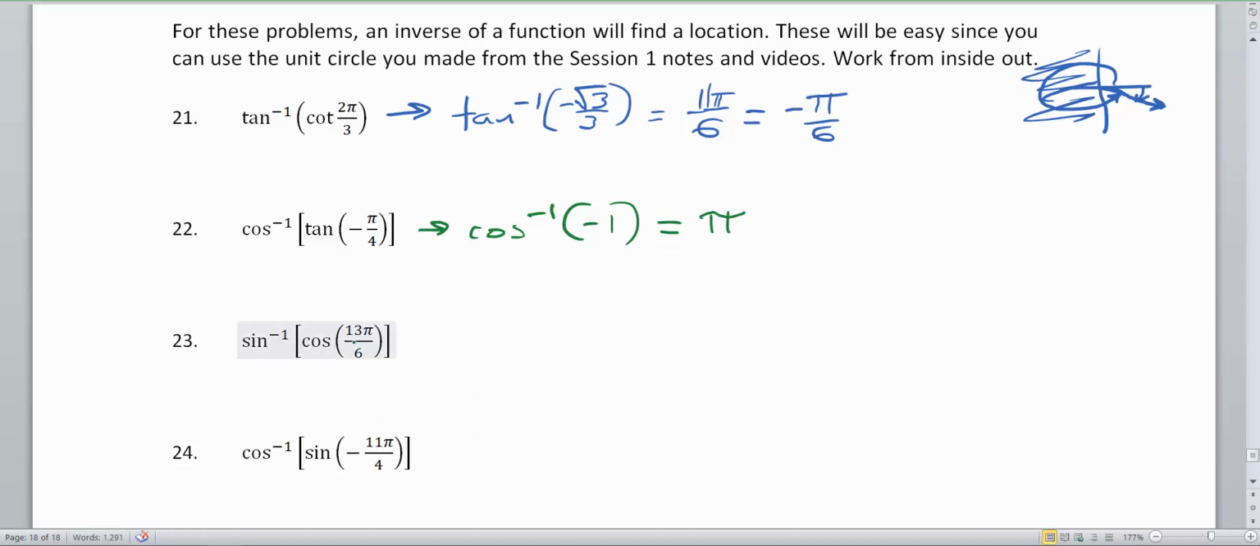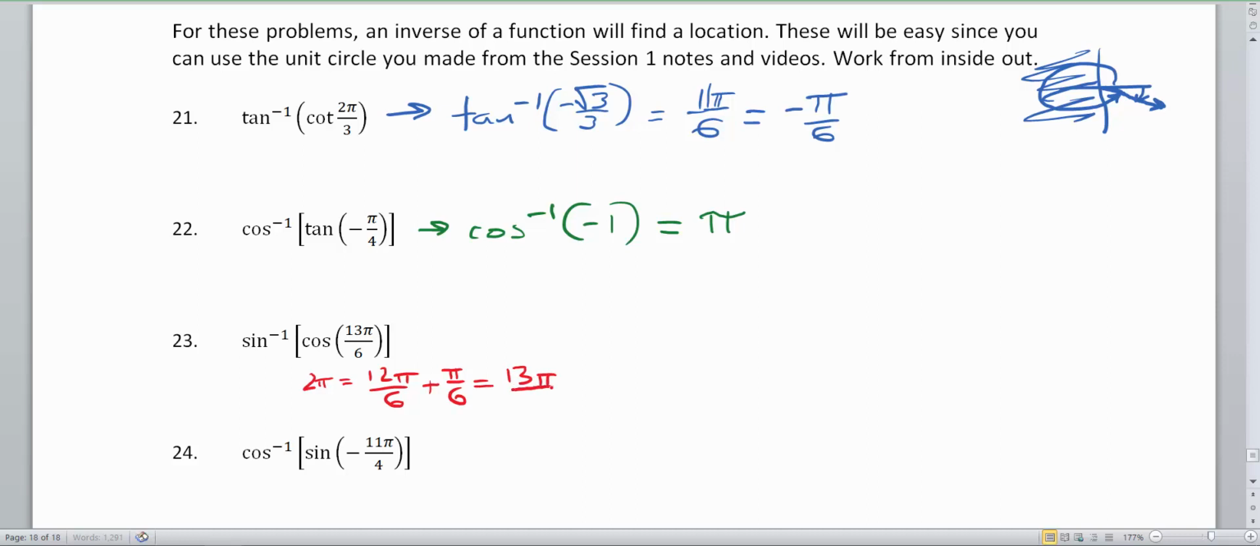Now, if we look at problem 23, there is no way that 13 pi over 6 is within the first or fourth quadrant. So let's figure this out and maybe get a better perspective than this super big theta. Let's remember that 2 pi is the same thing as 12 pi over 6, because if you multiply the top by 6 and the bottom by 6, you get an equivalent fraction of 2 pi. And 12 pi over 6 plus just pi over 6 is equal to 13 pi over 6.